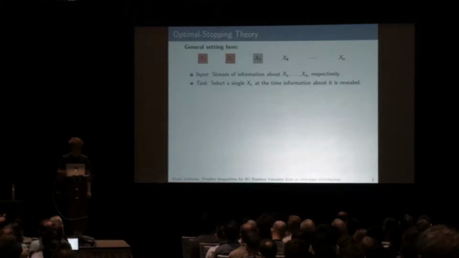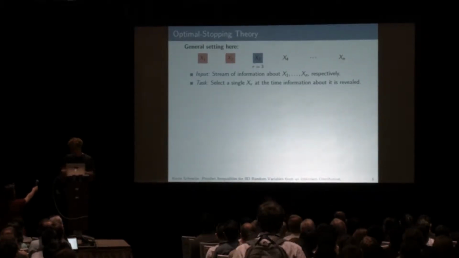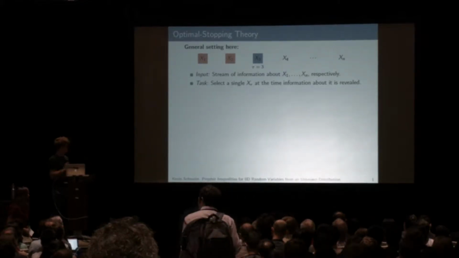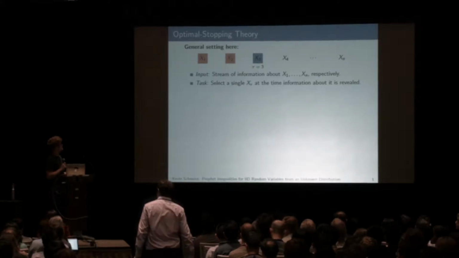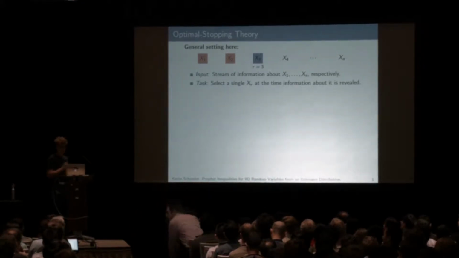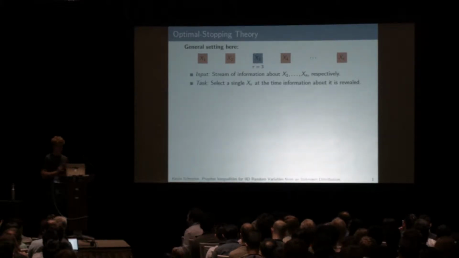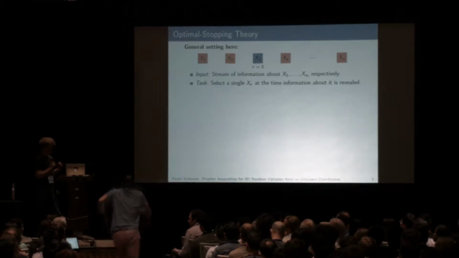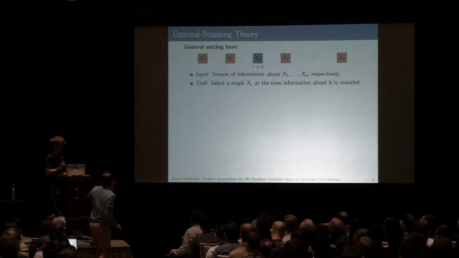And the task is to select a single one of the entities at the time when information about it is revealed. So for instance, we first see information about x1, the first entity, and for some reason we might decide to reject it. Then we get some information about the second entity. We might reject it as well. Then we get information about the third one, and based on the information, we might decide to select it. So now the stopping time, denoted by tau, is 3. And because we can only select a single entity here, we have to automatically reject all the other ones.